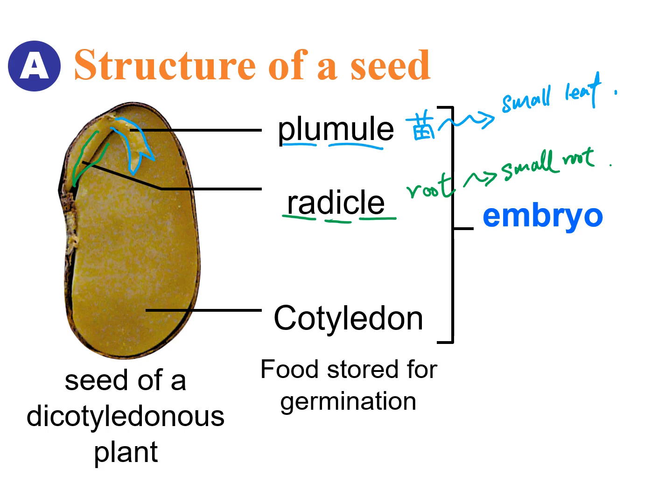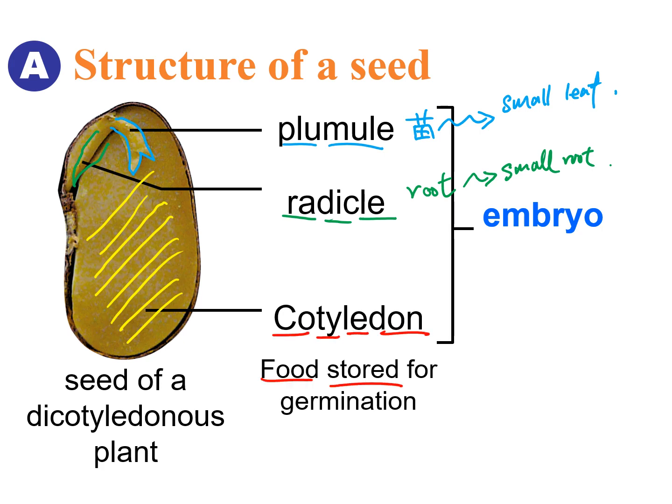And then the last part, the biggest part inside the seed, we call the cotyledon. This is actually the food storage site for germination.